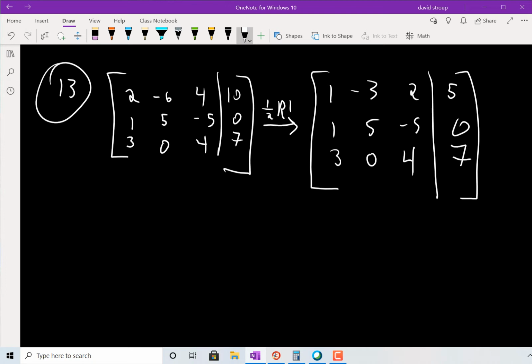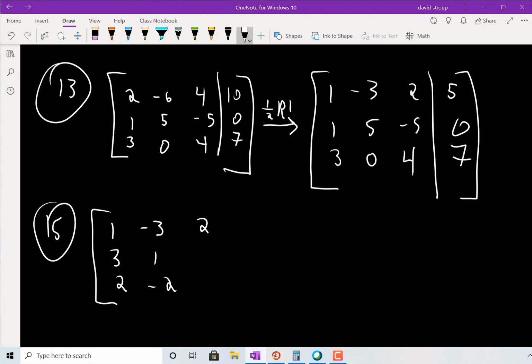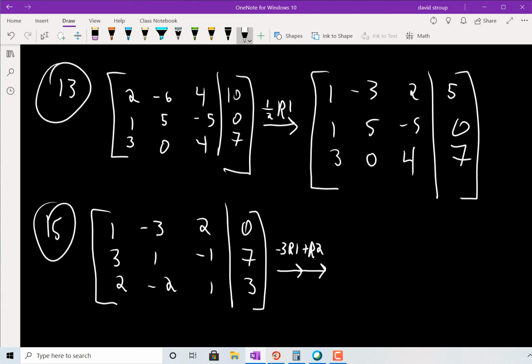Let's look at another one, number 15. 1, 3, 2, -3, 1, -2, 2, -1, 1, 0, 7, 3. This time we want you to add multiples of rows together. So I'm going to go -3 times row 1 plus row 2. And of course the results will end up in row 2.